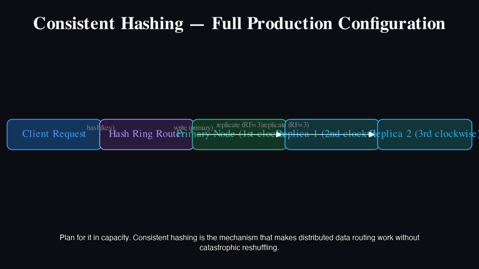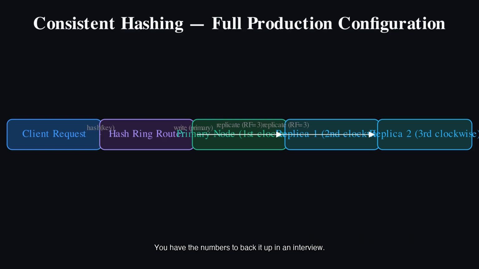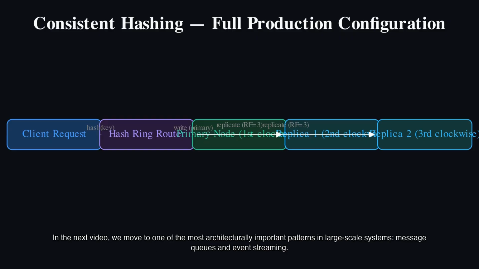Consistent hashing is the mechanism that makes distributed data routing work without catastrophic reshuffling. You now understand the problem it solves, how the ring works, why virtual nodes exist, and how replication factor fits in. You have the numbers to back it up in an interview.